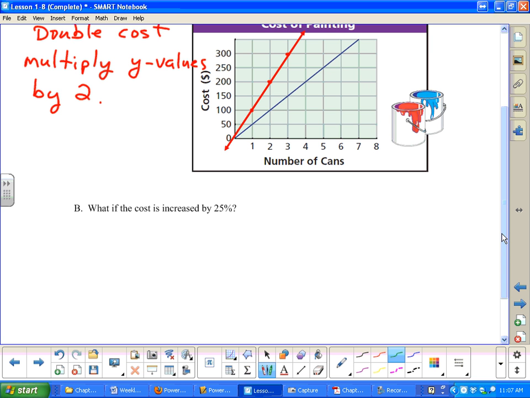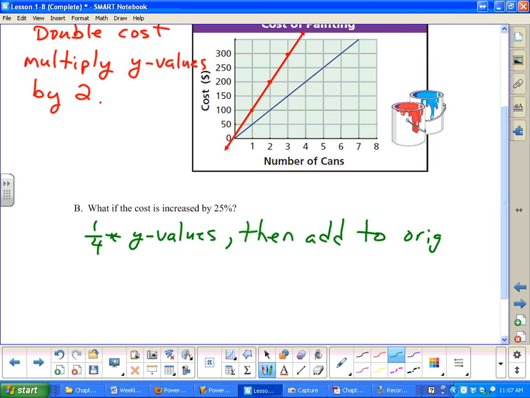Okay. So 1/4 of the x values or the y values? Okay. So we did 1/4 times the y values, and then we're going to add it to it. Okay, is there another way we could say it besides that?